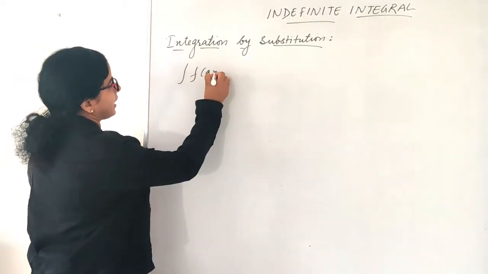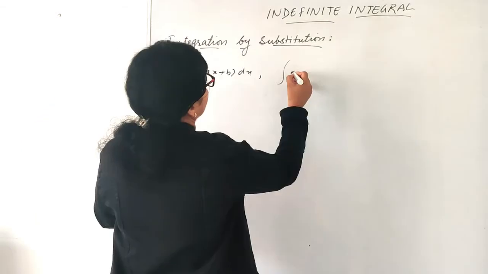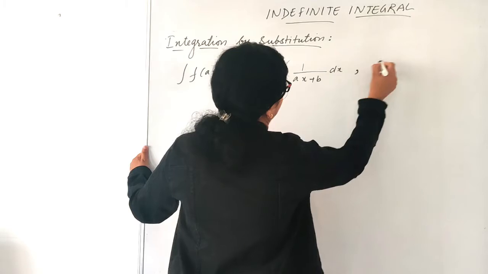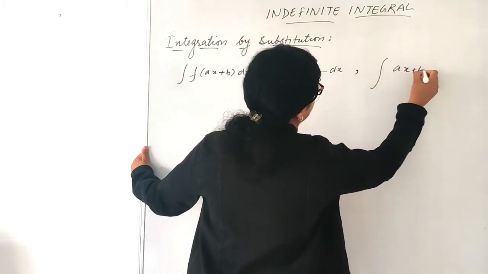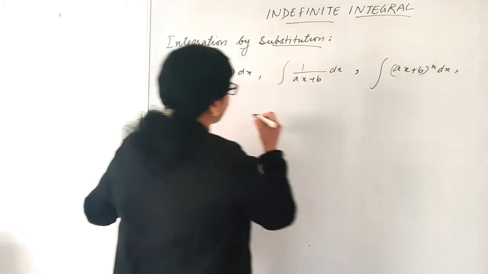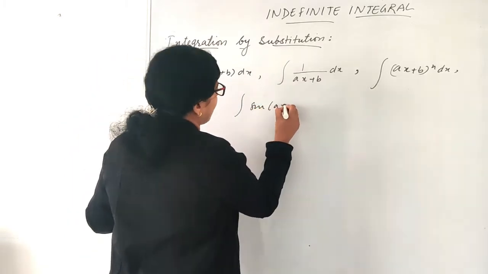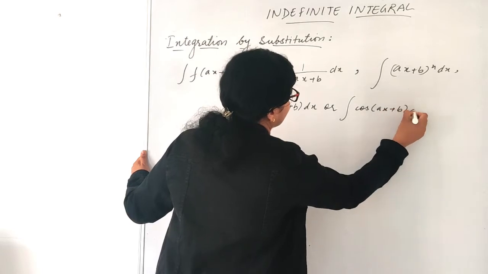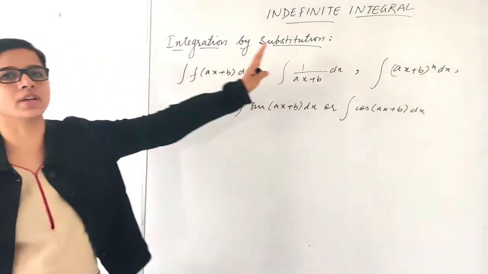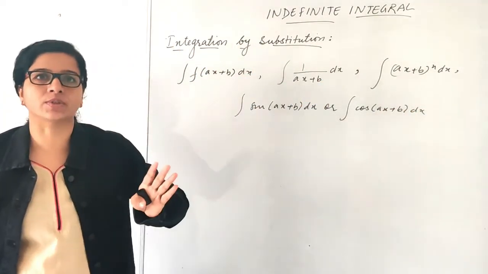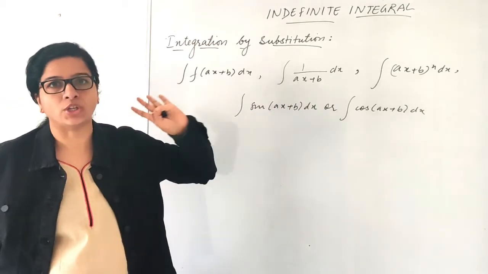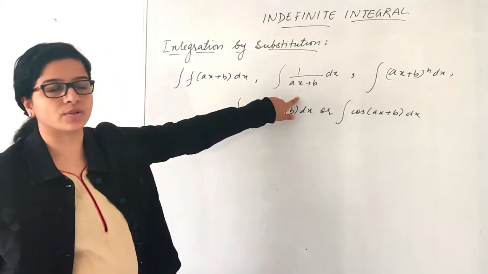Integration of f(ax plus b) dx, integration of 1 upon ax plus b dx, or it can be (ax plus b) to the power n dx, or it can be sin(ax plus b) dx or cos(ax plus b) dx. This is the first kind of integration by substitution. There are many kinds of substitution, right? We'll discuss slowly. Let us check one example of each. So let us take the example for this question.